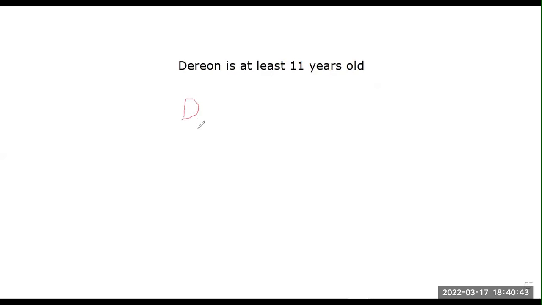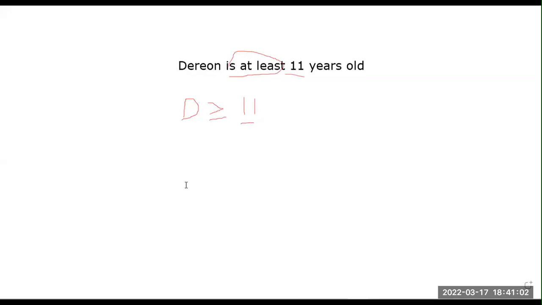Now, in your chat, you might not see the symbol, so that's why you're probably not typing it. It's supposed to look like this: more than or equal to 11. When we say at least, it means the smallest age Darian can be is 11 years. So this is why we use this sign.